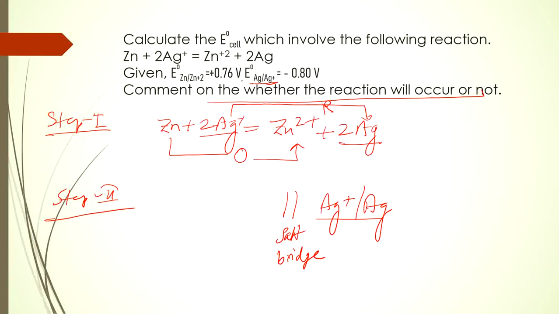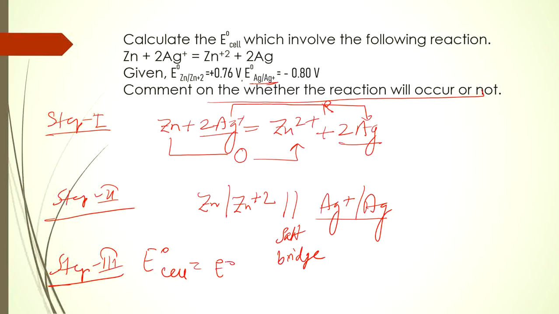We will not write Ag by Ag plus, we will write Ag plus by Ag, and the left hand side would be the oxidation process. So the oxidation process will be zinc by zinc 2 plus, right? We will not write zinc 2 plus by zinc, we will write zinc by zinc 2 plus. So this is basically step 2. Now we will write step 3, which is the E0 cell calculation.